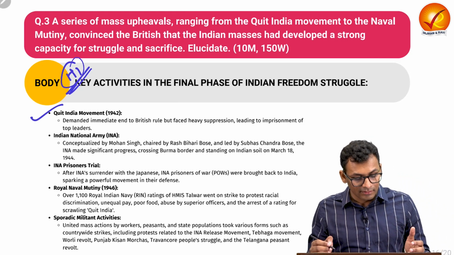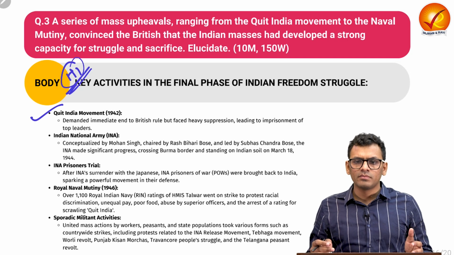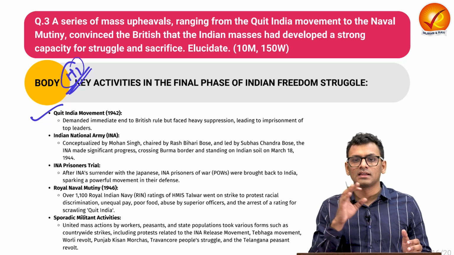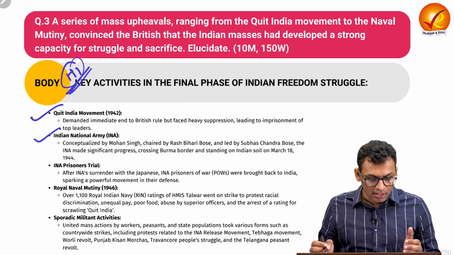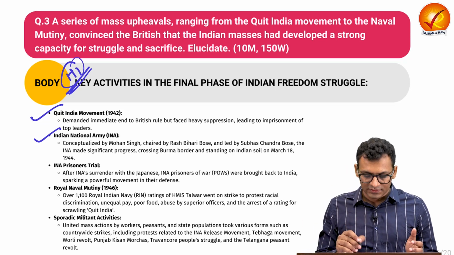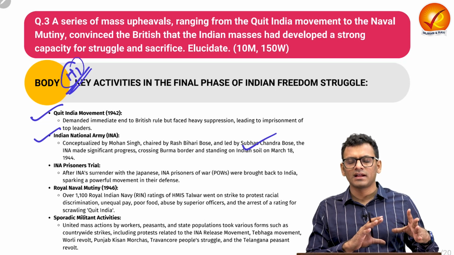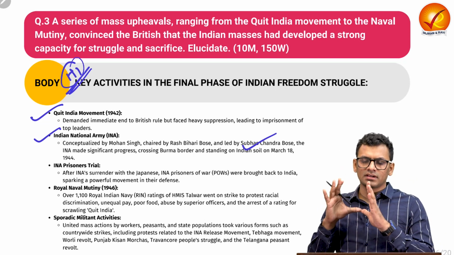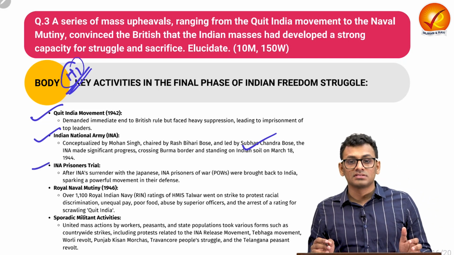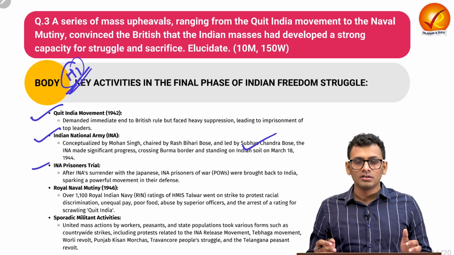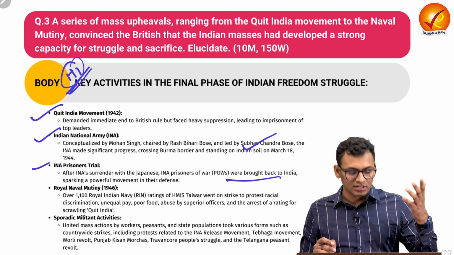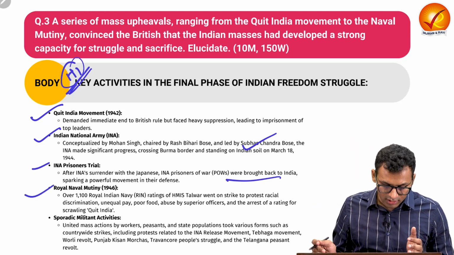Firstly, we have Quit India movement, which was suppressed by British, but it definitely developed a certain degree of urgency in the Indian masses with respect to India's freedom. The second is with respect to the formation of Indian National Army. Now, the formation as well as the leadership of certain personalities helped with respect to the pressure that Britishers were now facing from the global leaders. The third is with respect to the INA prisoner trial, which witnessed a unity of different sections of the society against Britishers. Then we have Royal Naval Mutiny.